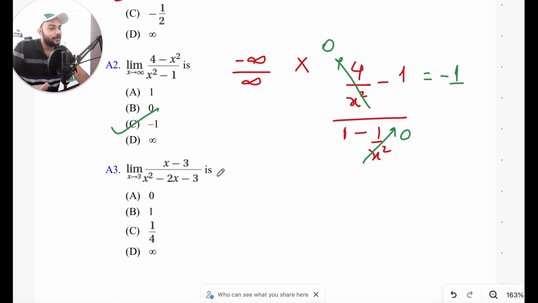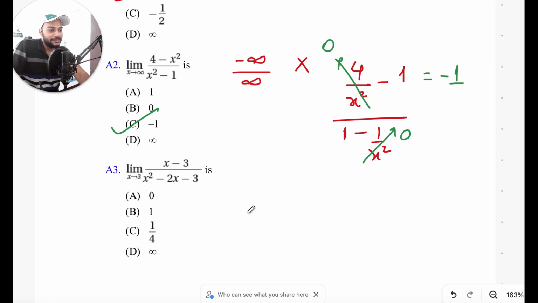A3, limit x tending to 3 of (x minus 3) over (x squared minus 2x minus 3). Let's check by putting 3 directly first. So here 3 squared is 9 minus 2 times 3 is 6 minus 3. Okay, the denominator is going to 0. We need to simplify because this will become undefined.